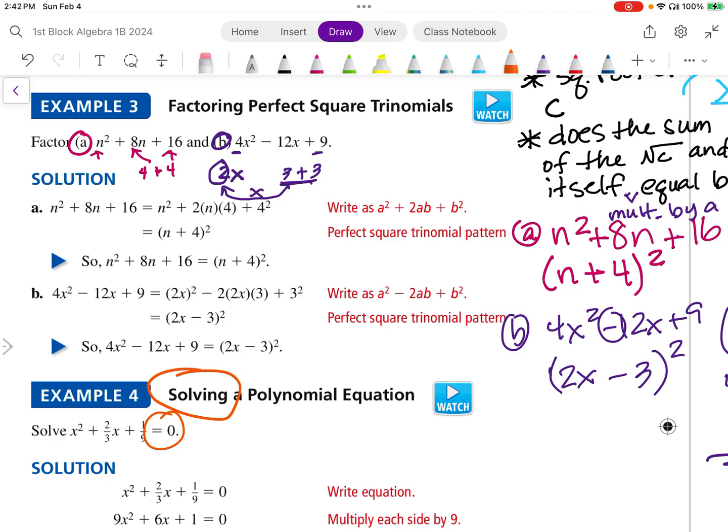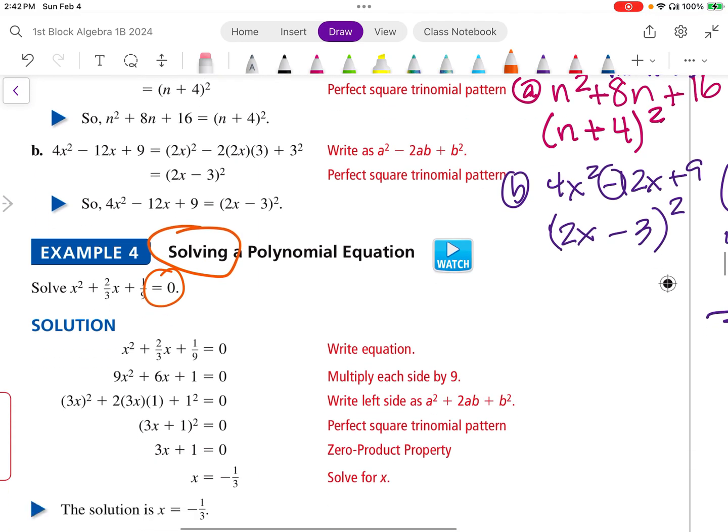And we know from a few lessons ago, using the zero product property, that when we have factored something and set it equal to 0, when we're multiplying two things and we get our answer of 0, one of those two things must be 0. So we're going to set each of our factored parts equal to 0 and see what happens. So we have x squared plus 2/3 x plus 1/9 equals 0.